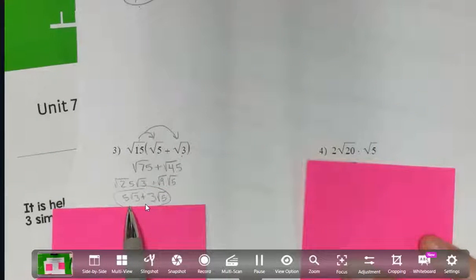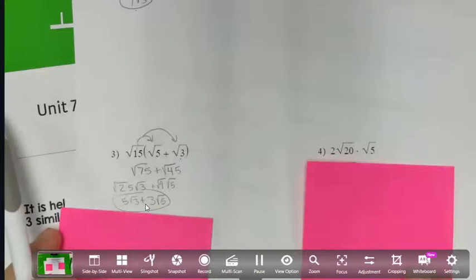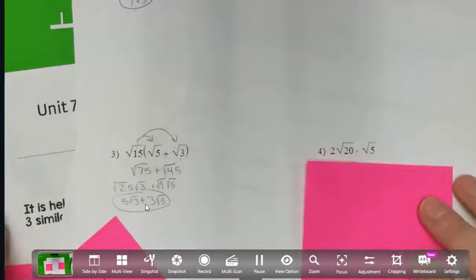The square root of 25 is 5. So 5 root 3 plus 3 root 5. And can we combine those at all? No, we can't. The only way you can add them together is if you have the same number under the square root. And in this case, we don't.